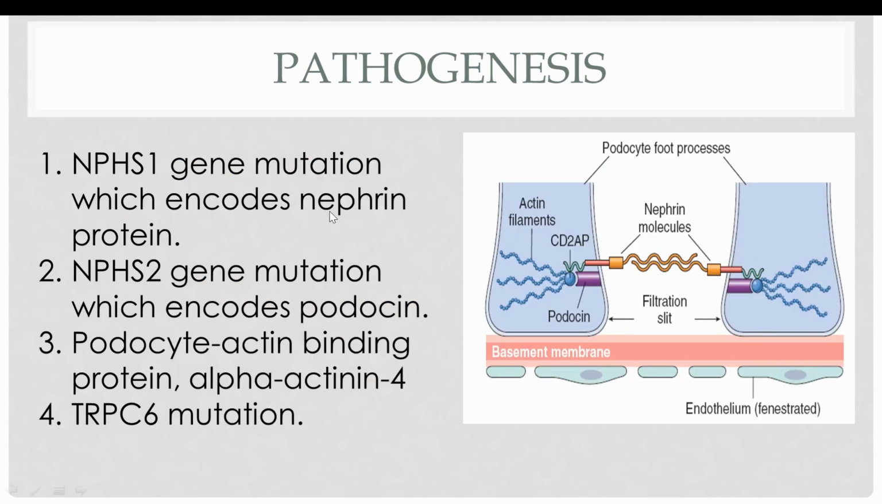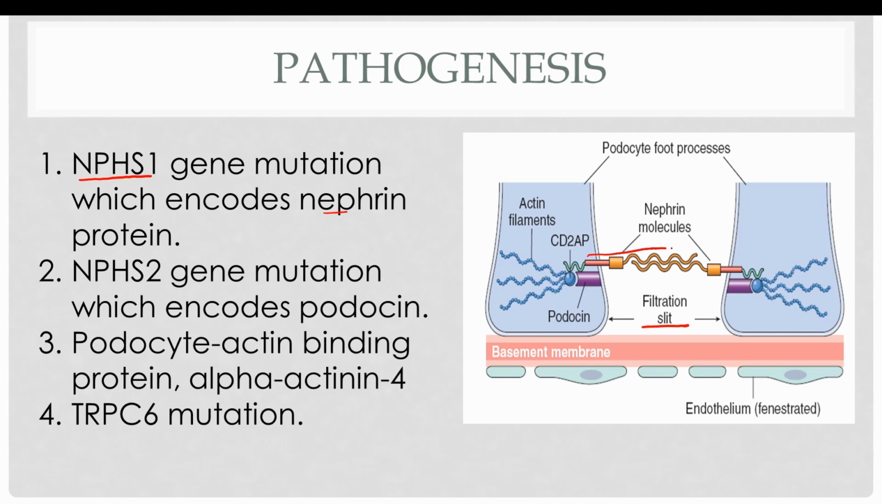So the genetic factors involved in focal segmental glomerulosclerosis primarily affect the filtration slit. So this here complete is a filtration slit. This is the endothelium of the glomerular capillary, and this is the basement membrane. These are the foot processes of the podocytes, and there are specific proteins present between these foot processes which together form a filtration slit. So the first mutation is in the NPHS1 gene, which encodes nephrin protein.